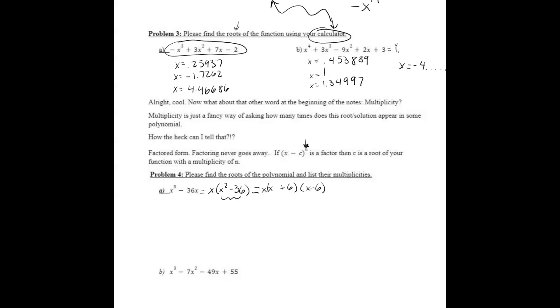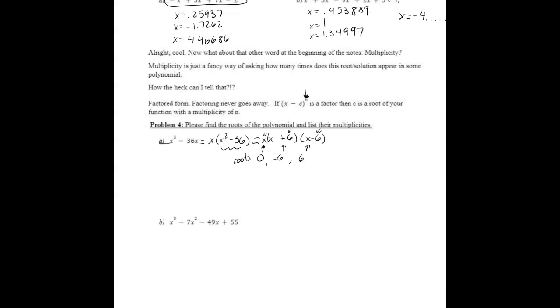So my factored form should be that, meaning that my roots are 0, negative 6, just solving for x, and 6, just coming from those factors. Alright, and multiplicities: this has a multiplicity of 1, this has a multiplicity of 1, and this has a multiplicity of 1. Cool.